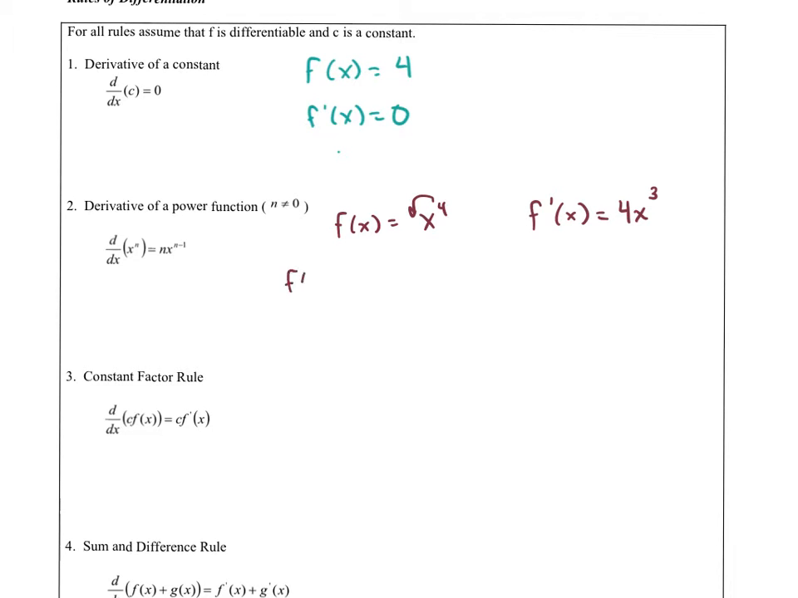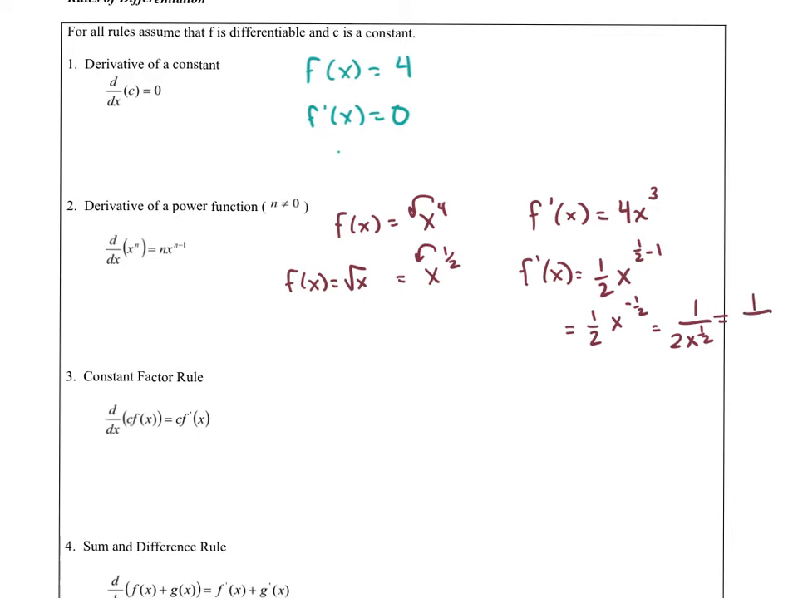You could also do it on things like this, f of x equals the square root of x, because the square root of x, if you recall, is just x to the 1/2 power. So if I take the derivative, I'll take the 1/2 out front, and then I'll have x to the 1/2 minus 1 power. Well, 1/2 minus 1 is negative 1/2, which is the same as 1 over 2 x to the 1/2 power. Because remember, a negative exponent flips to the bottom, so that finishes out to be 1 over 2 square root of x. So anything that's not an exponent of 0, you can use this rule on.